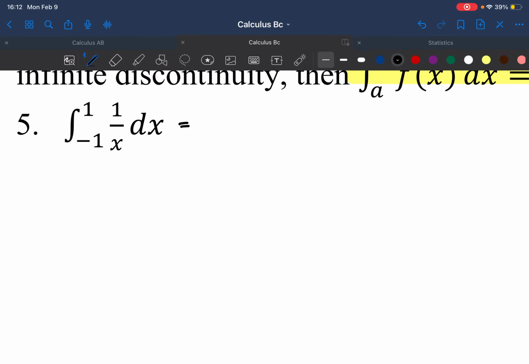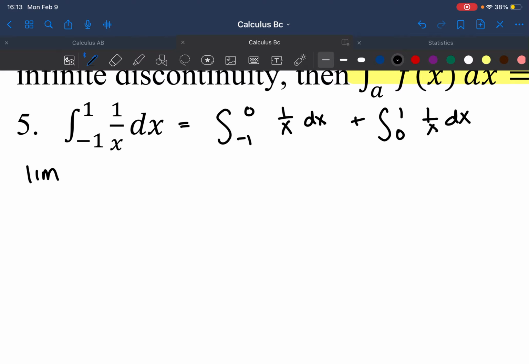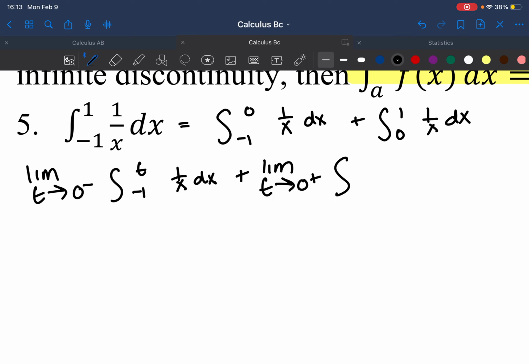So I can rewrite this as the integral from negative 1 to 0 of 1 over x dx, plus the integral from 0 to 1 of 1 over x dx. So I can write this as the limit as t approaches 0 from the left, integral from negative 1 to t, 1 over x dx, plus the limit as t approaches 0 from the right, integral of t to 1, 1 over x dx.